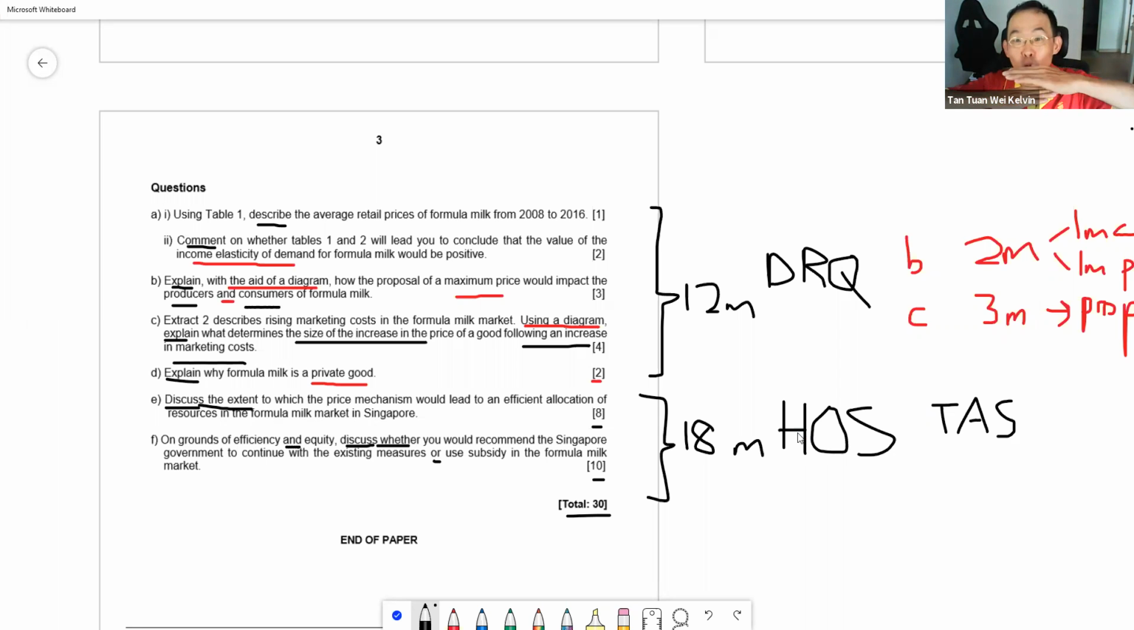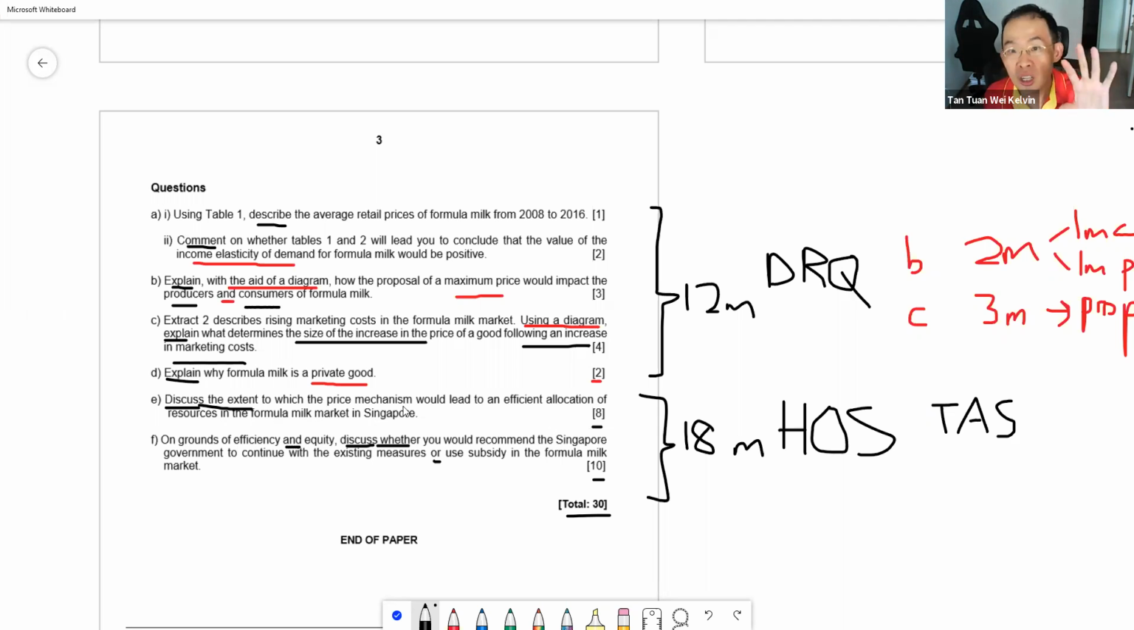Okay, then your final stand you should take is that, should the government stick to existing measures or use a new policy, which is subsidy? Okay, so that's your final stand. So basically both E and F require some kind of planning. So my advice is that give yourself enough time.